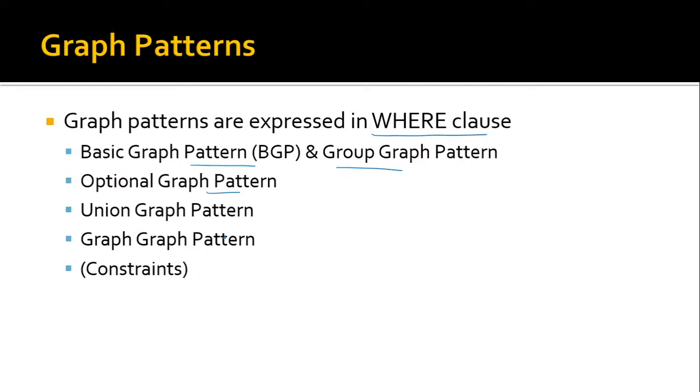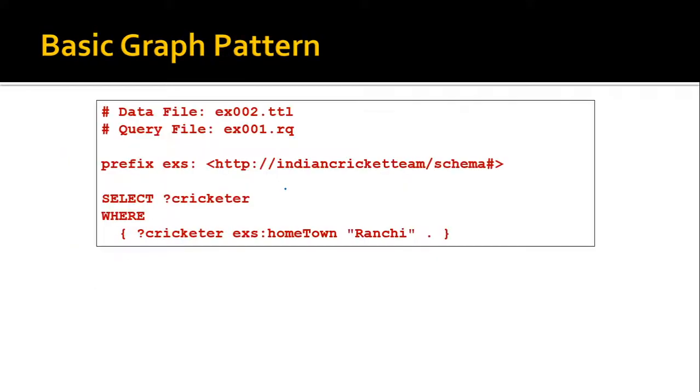You may not have all the things together in a single WHERE clause. Depending on what kind of information you need, you pick the graph pattern that suits the information need best. So this is the first query we would like to start with as far as the basic graph pattern is concerned. As I mentioned, a basic graph pattern is basically a combination of SPO, a basic triple, and here we are trying to extract the cricketers who have their hometown in Ranchi.